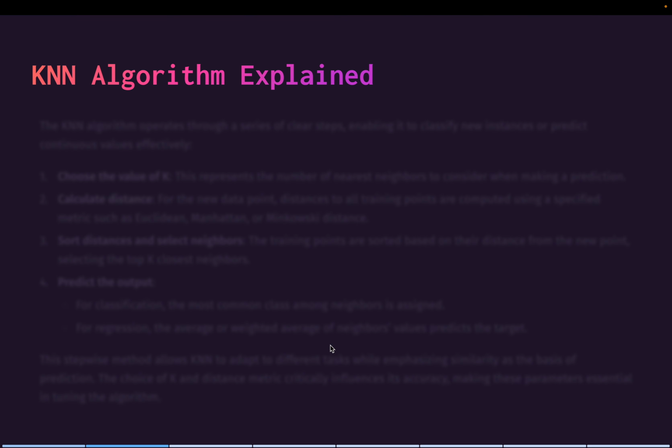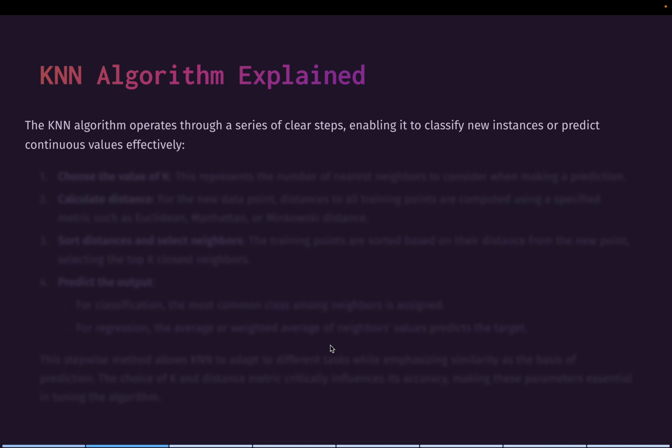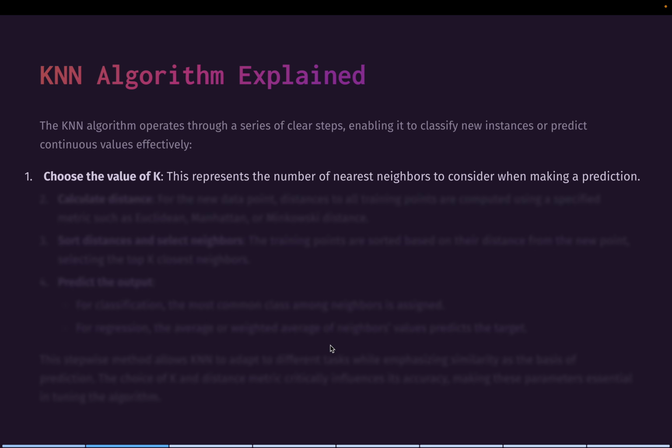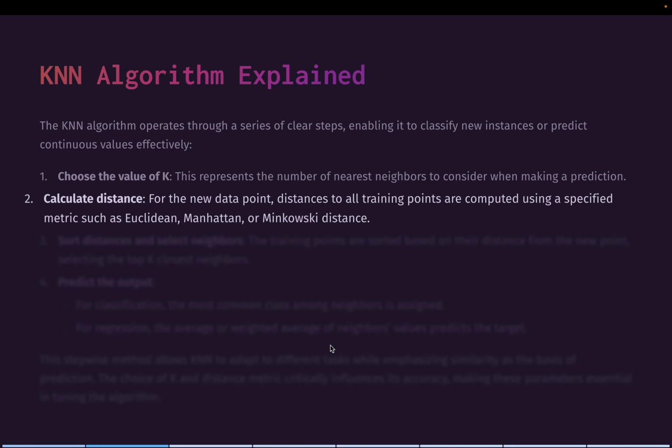So what is the KNN algorithm? Let's explain it. The KNN algorithm operates through a series of clear steps, enabling it to classify a new instance or predict continuous values effectively. The first step is to choose the value of K. This represents the number of nearest neighbors to consider when making a prediction.